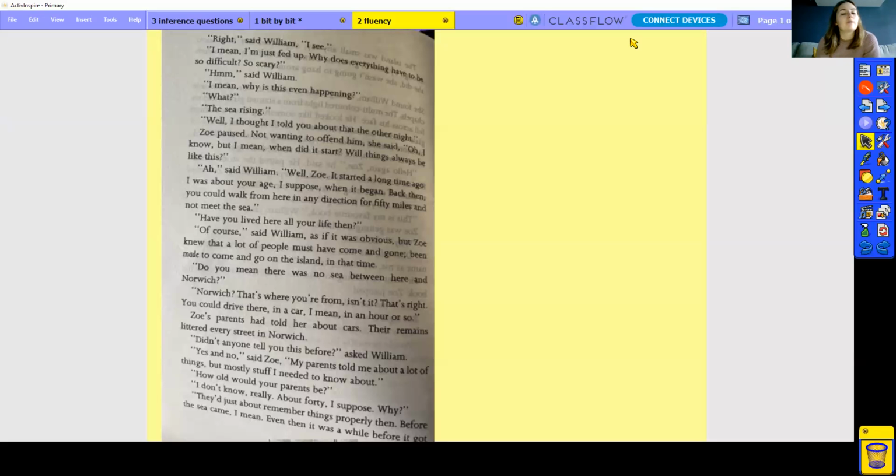Zoe's parents had told her about cars. Their remains littered every street in Norwich. Didn't anyone tell you this before? Yes and no, said Zoe. My parents told me about a lot of things, but mostly stuff I needed to know about. How old would your parents be? I don't know, really. About 40, I suppose. Why? They'd just about remember things properly then, before the sea came, I mean. Even then, it was a while before it got really bad.